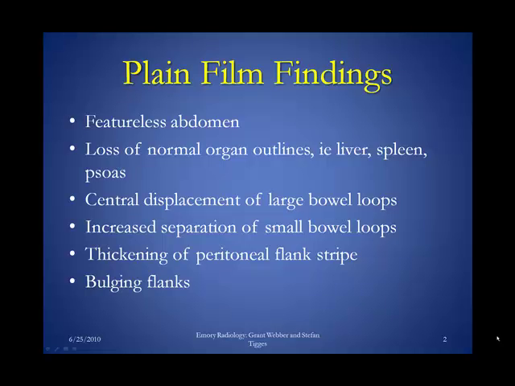It's important to realize that plain films are neither sensitive nor specific in detection of ascites, and that approximately 500 milliliters of fluid is required for ascites to be depicted on plain film radiographs. Essentially, what you're looking for is a featureless abdomen, which is a generalized graying out of abdominal structures. You get a loss of the normal organ outlines, such as the liver, spleen, psoas musculature, and kidneys.